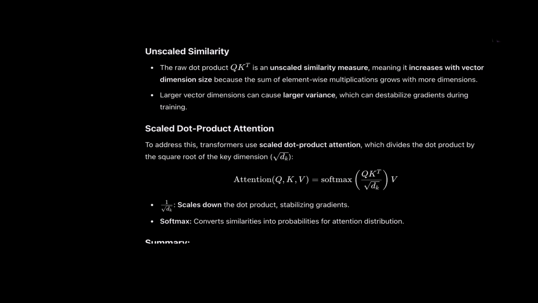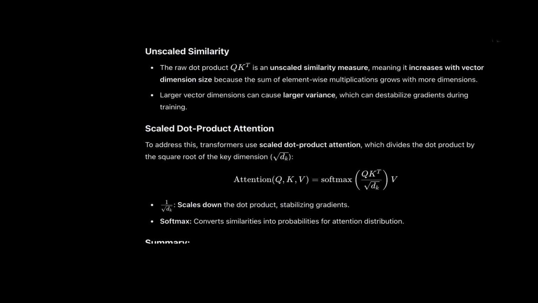However, this raw product tends to grow with the size of the vectors, as the vector dimensions increase. For example, when each word is represented by 512 values, the magnitude of these similarity scores can become very large. This creates a problem because the variance between different word representations also grows, which can make the attention distribution unstable.